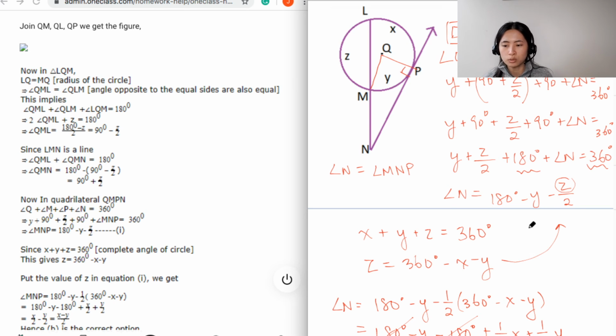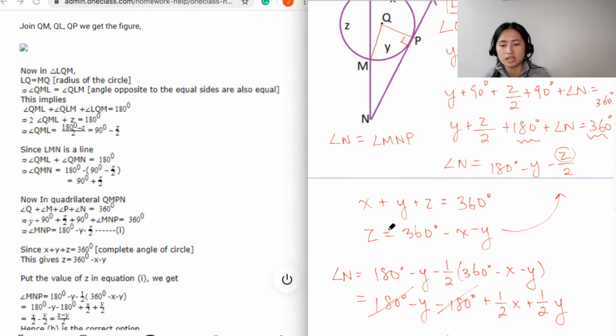And all you have to do, because you know that just by looking at angle N, this is nowhere near your options for your A to D answers. Therefore, you're going to look at Z and see if you can express Z in the form of X and Y. And that's what we did. We substituted Z coming from the equation of the complete angle of a circle, which is 360. And then we took 360 minus X minus Y and substituted that into Z.